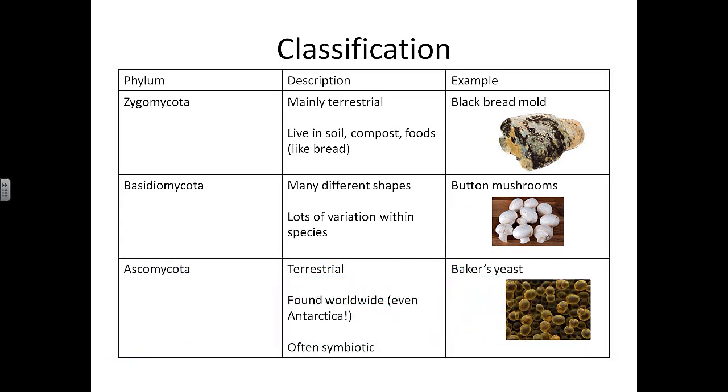Ascomycota, most of them again are terrestrial. You find them all over the place, even Antarctica. Many of them are symbiotic with other organisms. An example would be baker's yeast.